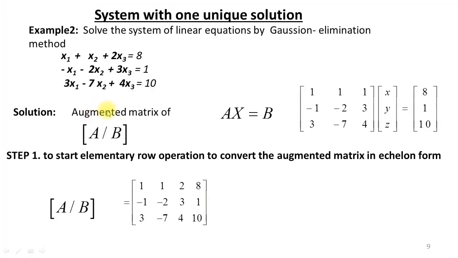Now let's move to another example. This is a system of linear equations: x1 plus x2 plus 2x3 is equal to 8, minus x1 minus 2x2 plus 3x3 is equal to 1, and 3x1 minus 7x2 plus 4x3 is equal to 10. This is a system with one unique solution. At the end, dear students, you will see that this system has one unique solution.